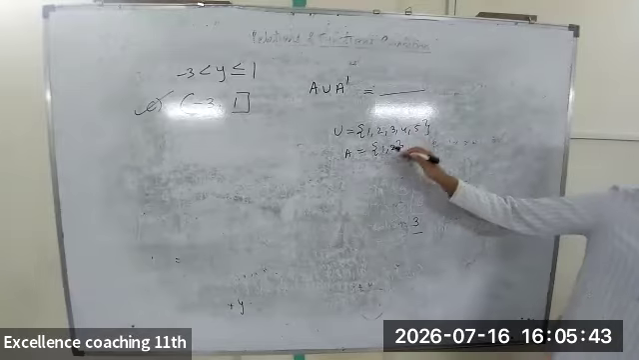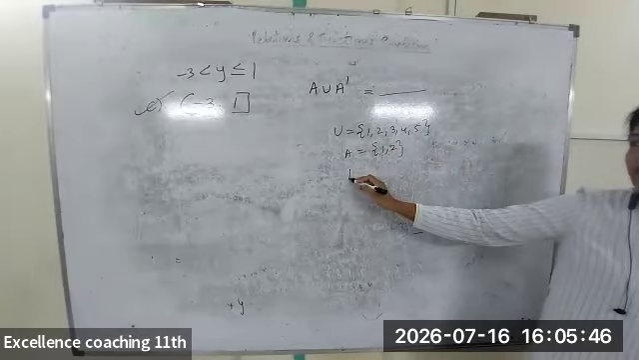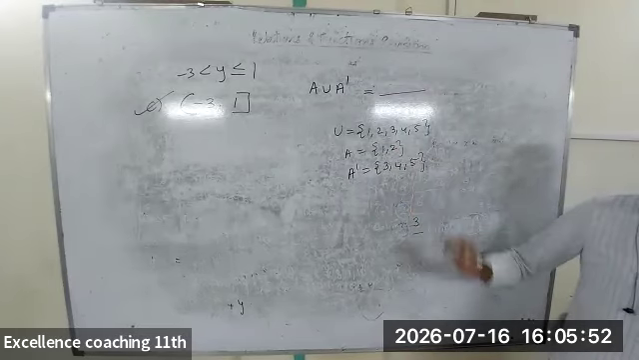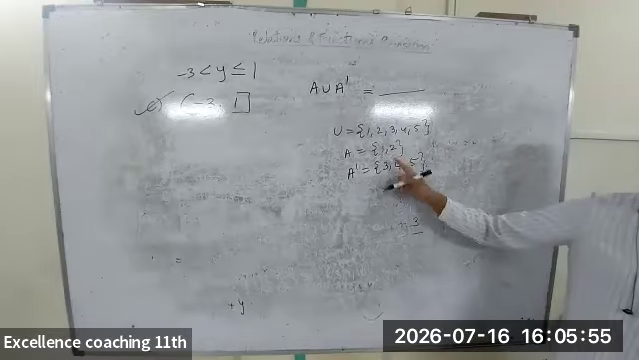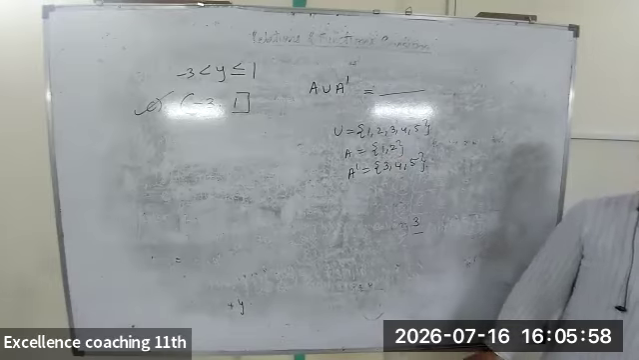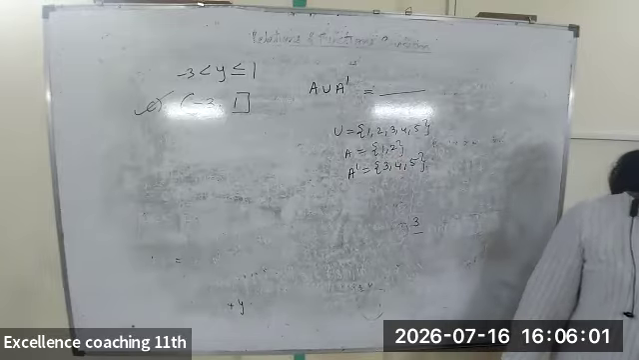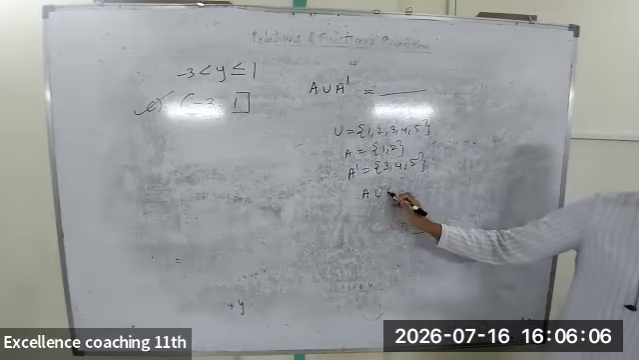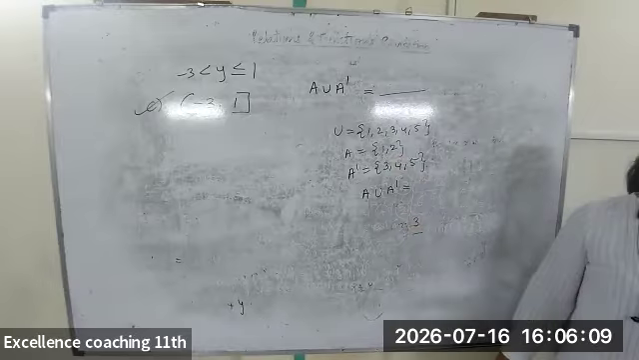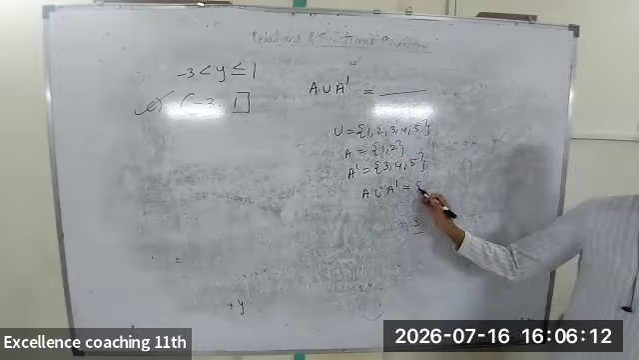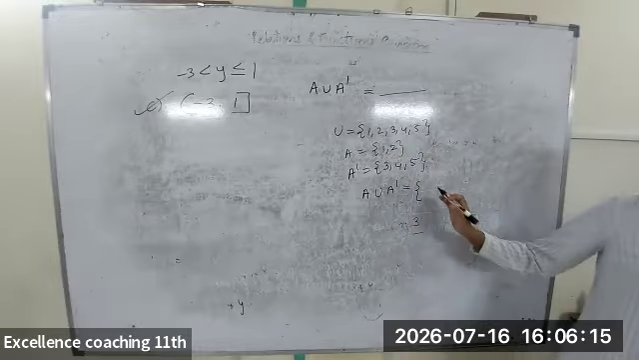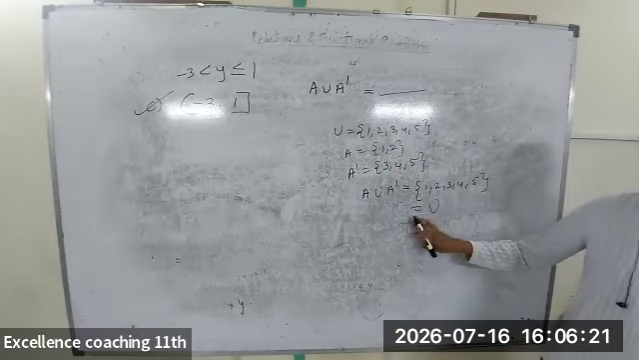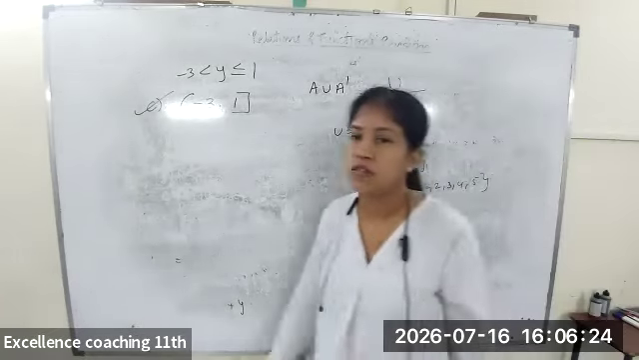You can take even 4 numbers also, whichever you like. Then find A complement. What will A complement be? 3, 4, and 5. Now unite both of them and see what you get. Then you write D. Unite both of them and again you will get back the same thing. So it is same as U, the universal set.